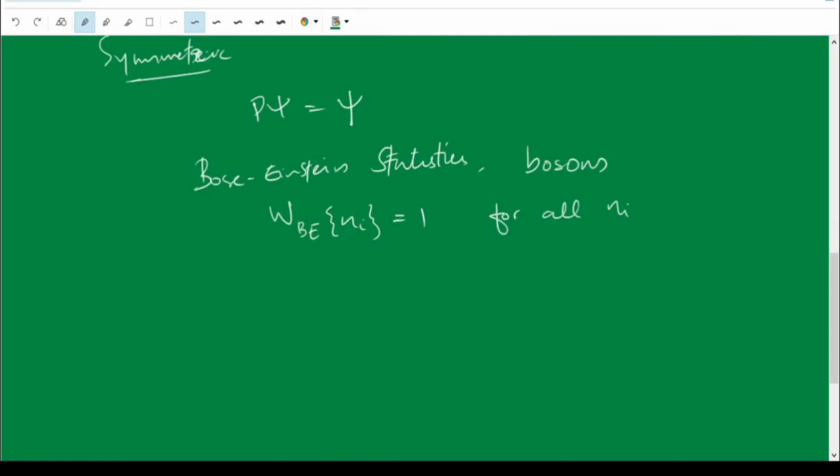Okay, statistics governing a particular species of particle and the intrinsic spin of the particle, these two have an intimate relationship or intimate connection. So if the particle has an integral spin, that means in units of h cross, 1 h cross, 2 h cross, 3 h cross, they obey Bose Einstein statistics.